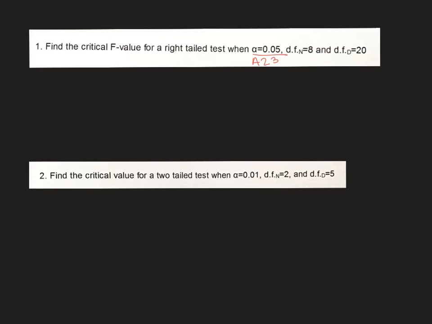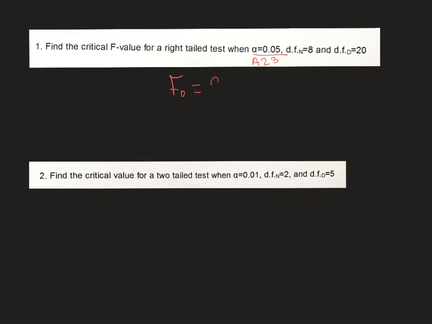Your degree of freedom for your numerator is going across the top. It's going across your columns. The degree of freedom for your denominator is going down your rows. So numerator is 8, so we're going to go over to 8. Denominator is 20, so we're going to go down to 20, which is 2.45.